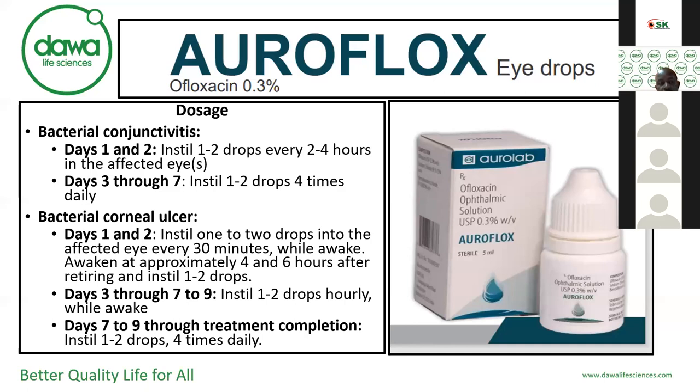For dosage, when addressing bacterial conjunctivitis, on the first and second day, you instill 1 to 2 drops every 2 to 4 hours in the affected eyes. And on days 3 through to 7, you instill 1 to 2 drops 4 times daily.